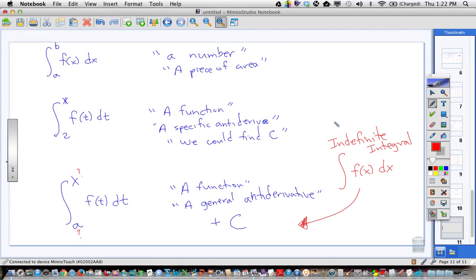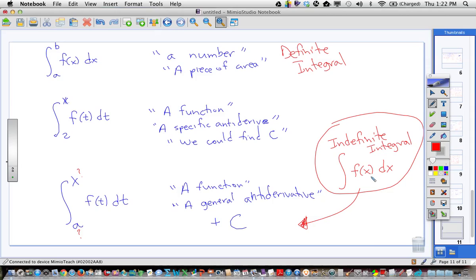So if there was anything of this you wanted to write down, it might be that. But remember, this up here was called a definite integral. An indefinite integral is simply an integral sign with no numbers or anything on it. And all that is telling us to do is do the antiderivative and tack on a plus c.